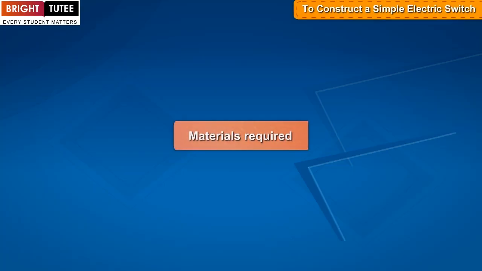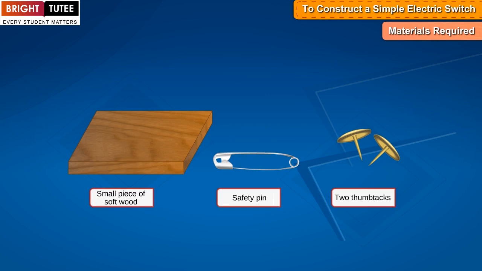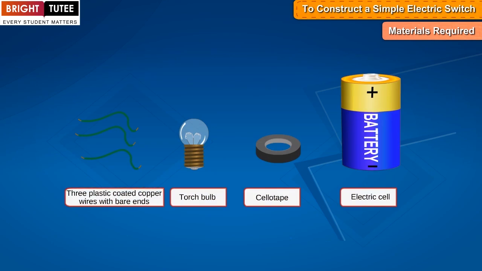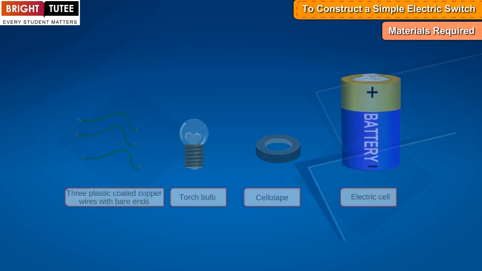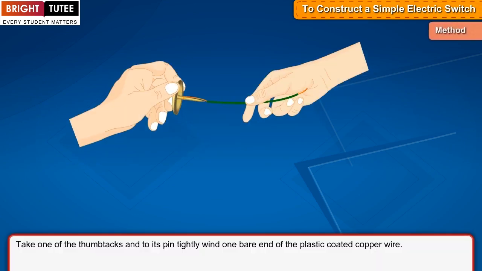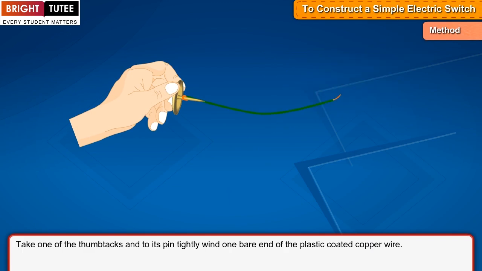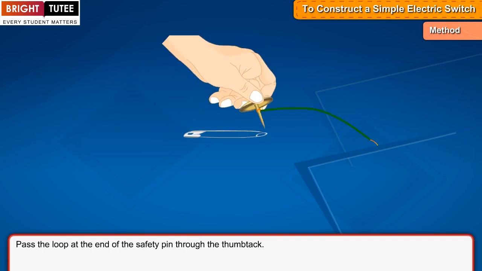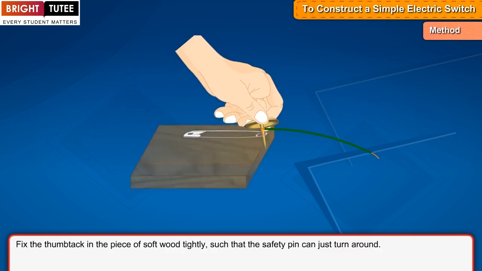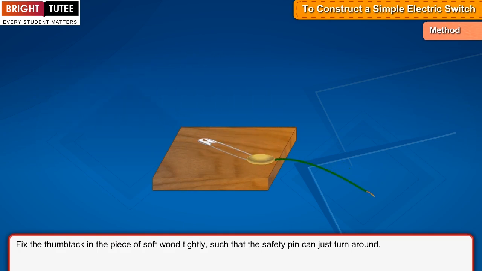Materials required: small piece of softwood, safety pin, 2 thumbtacks, 3 plastic coated copper wires with bare ends, torch bulb, sellotape, electric cell. Method: take one of the thumbtacks and to its pin tightly wind one bare end of the plastic coated copper wire. Pass the loop at the end of the safety pin through the thumbtack. Fix the thumbtack in the piece of softwood tightly such that the safety pin can just turn around.